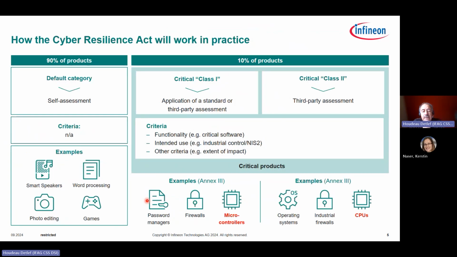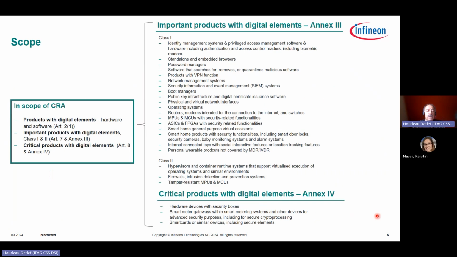Critical products you see in this picture here. Annex 3 defines, for example, password manager, firewalls, and microcontroller with security function. On the right side, you see other examples, operating system, which is running in many IoT devices, industrial firewalls, but also CPUs are part of this regulation and classification in Annex 3.